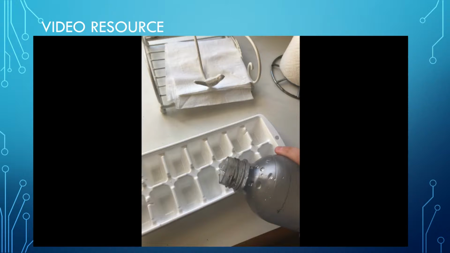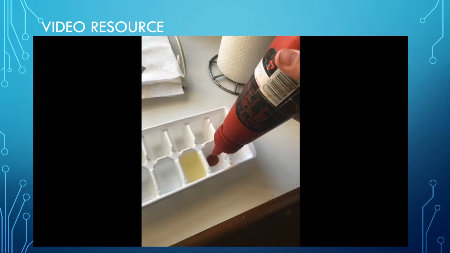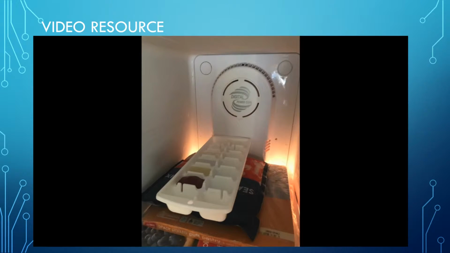For the experiment, the first thing we do is place the liquids in an ice cube tray. For this experiment, I'll be using water, cordial, tomato sauce, and yogurt. After you place all the liquids in the ice cube tray, place the ice cube tray in the freezer.